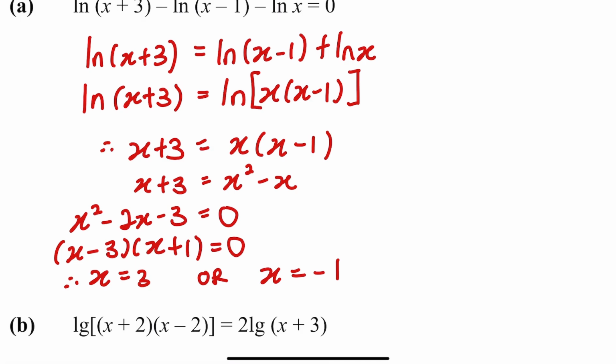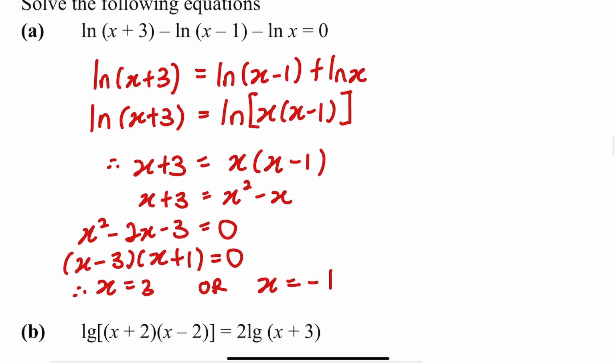Then now, once I get the solution, I must check that these solutions are valid. I look back at my ln function. If I put in 3 here, all the ln functions are positive. It will be valid. Now negative 1. I put in here, negative 1 plus 3 is 2. Negative 1 minus 1 is negative 2.